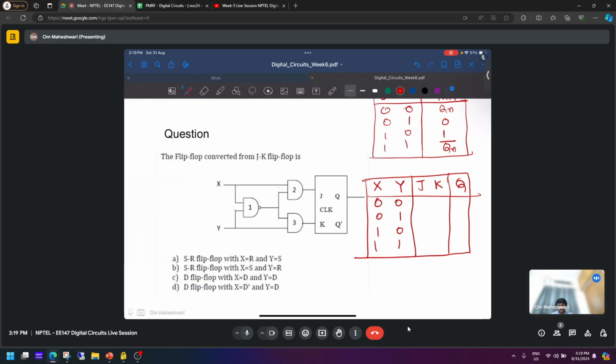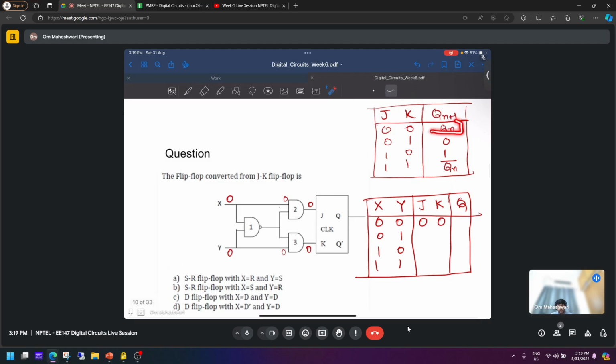Okay, so let us tackle this. When X is 0 and when Y is 0, so these two are AND gates. Whenever they have 0 here, output will always be 0. So J and K are also 0. And in the 0, 0 case in JK flip-flop, we get Qn, the previous output. Qn, we call this.